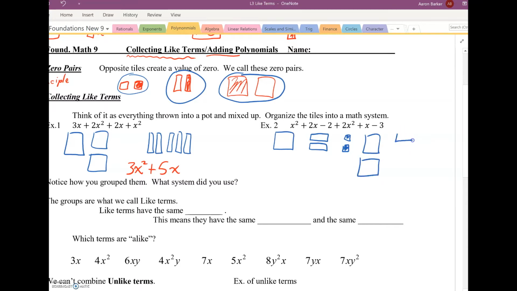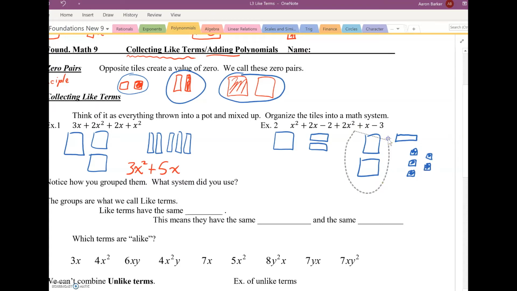Then I have an x. I'm deciding to draw it this way. No big deal. And then I have a -3. Okay. And often when we have our pieces, you're doing this as we speak, you're putting them together. We want to group them into a math system. So we group the same pieces together.